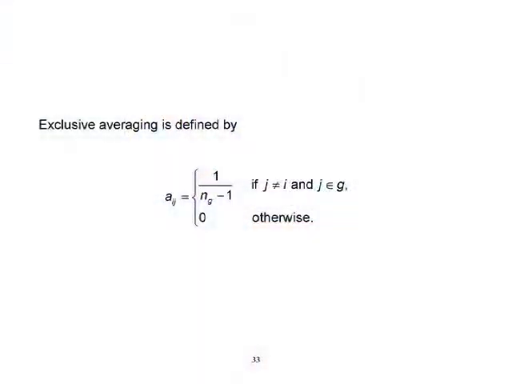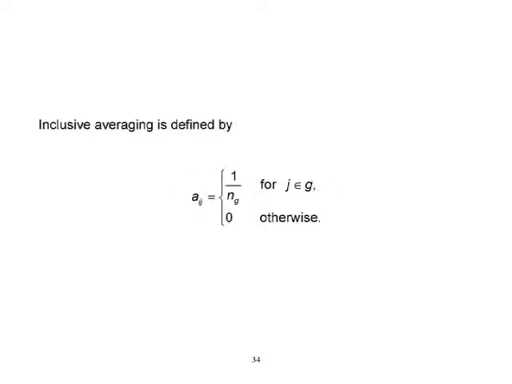you can think about two types of averaging, and this jargon is due to Moffitt. You can think of exclusive averaging, where I exclude myself when I average over others, and that would restrict the coefficients in this way. And what Manski's paper did was inclusive averaging, which restricts them this way.